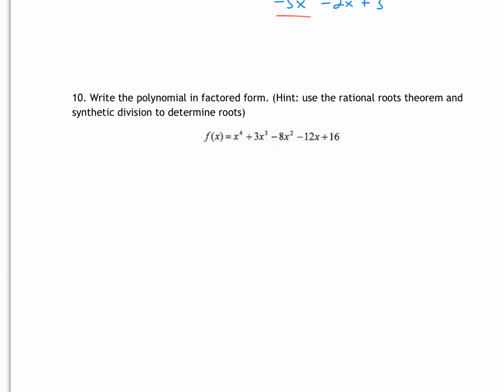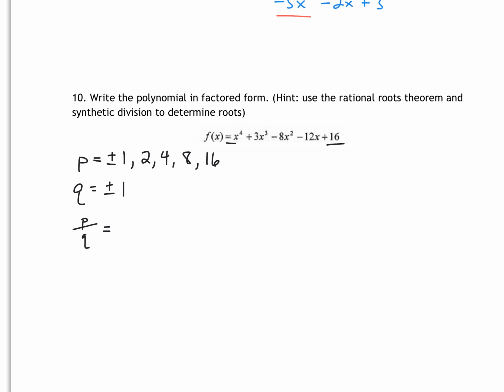Next up, we need to write the polynomial in factored form, and I give you a hint to use the rational roots theorem. Remember, the rational roots is the p's and q's. So p's are the factors of this last number, 16. So we know that's plus or minus 1, 2, 4, 8, and 16. The q's are the factors of the coefficient out in front. Just 1.